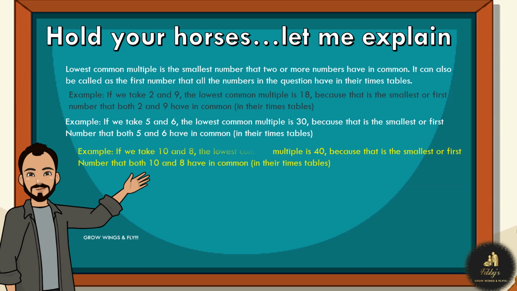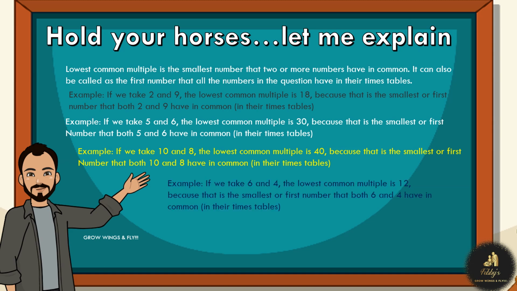Here's a tricky one. If we take 10 and 8 as the denominators, my lowest common multiple is going to be 40 because 10 times 4 is 40 and 8 times 5 is 40. That is the smallest number that I can find as being common in their times tables. If we take 6 and 4, the lowest common multiple is going to be 12 because 4 times 3 is 12. 6 times 12 is not 12, 6 times 2 is 12.